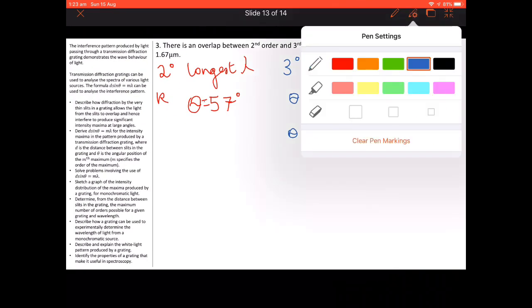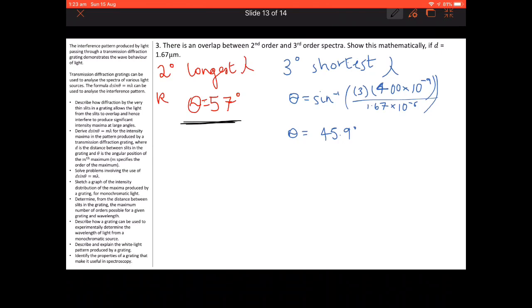And obviously 57 degrees is beyond 45.9 degrees. So the end of the second order spectrum, where red light reinforces, is greater than the beginning of the third order spectrum where violet light reinforces. So there must be an overlap between the second and third order spectra.